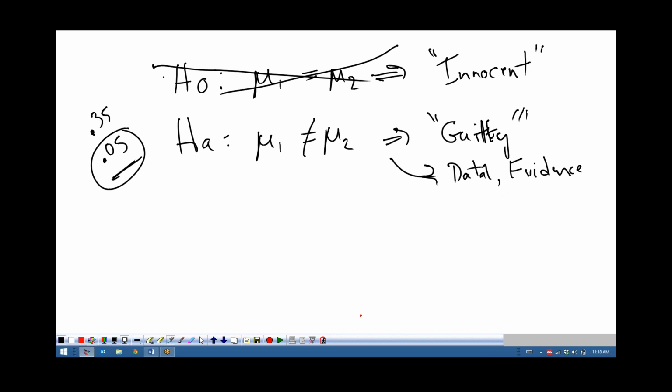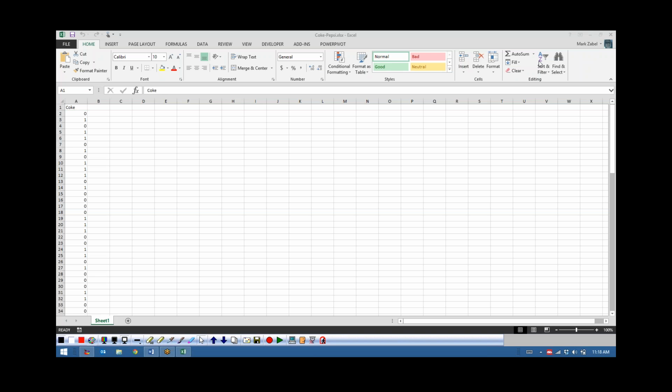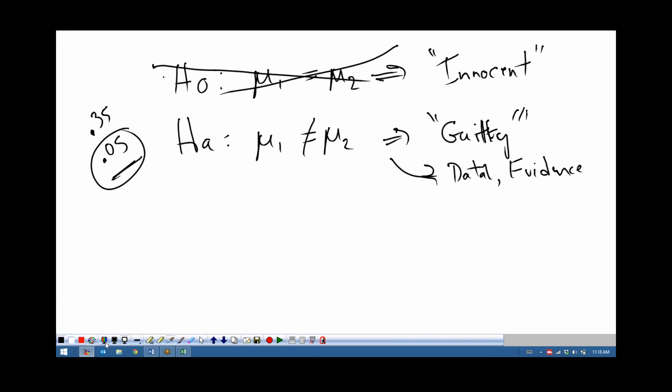Okay, so let's try one. Let's see if we can do one more example. And this is going to be clearly a canned example. You're going to groan when you realize the pun I just made. Okay, so in this one, oh, hello.